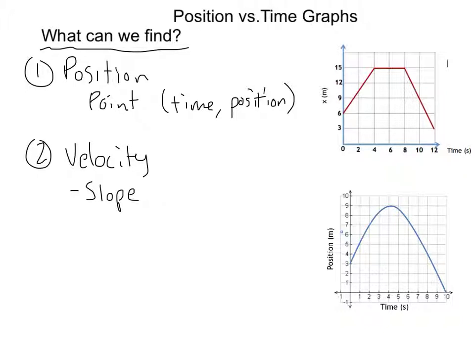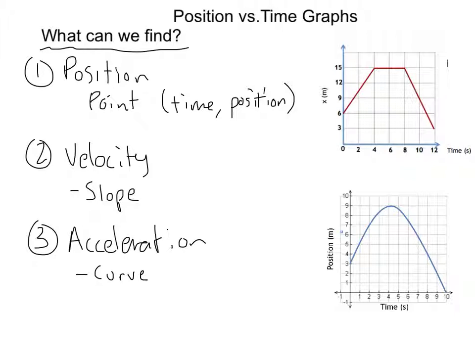The last bit we can talk about is acceleration. And that would be telling us, the curve tells us the acceleration. Curve being a change in slope. And the change in slope is going to tell us the change in velocity, and the change in velocity over time is our change in acceleration.